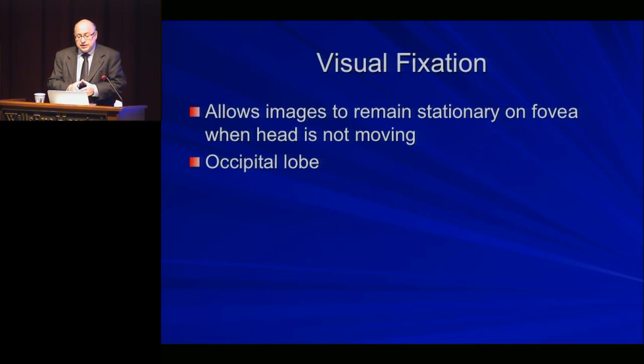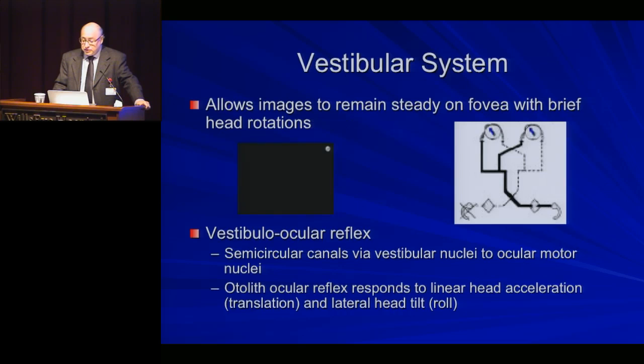So visual fixation allows the images to remain stationary on the fovea when the head is stationary. So we're just looking at something, we want to keep looking at it, you don't want it to drift off. And this begins in the occipital lobe, which still makes sense.